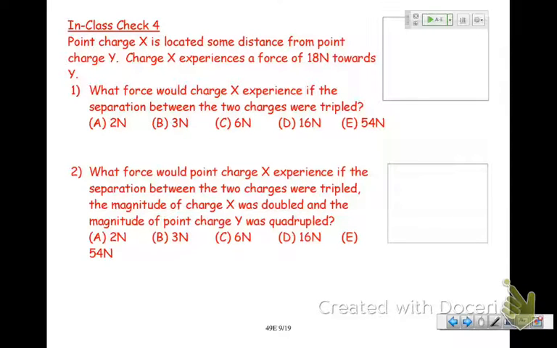So on this one, we're going to have point charge X located at some distance from point charge Y. Charge X experiences a force. So here we have point charge X, and here's Y, and point charge X experiences 18 newtons towards Y. Same setup as before. What force would charge X experience if the separation between the two charges were tripled?